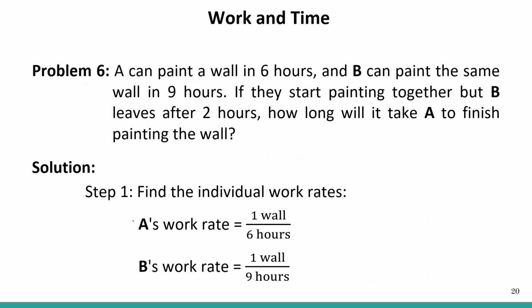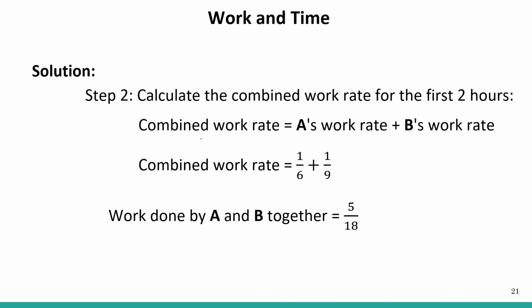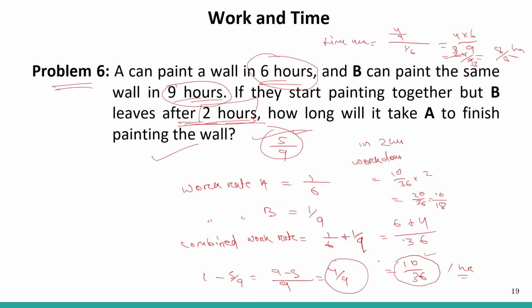So what we did first was find out the individual work rates of A and B, that is 1 by 6 wall per hour for A and 1 by 9 wall per hour for B. Okay, so let's see step 2. What we needed at that time was the combined work rate. So we added A's work rate and B's work rate and got 1 by 6 plus 1 by 9, which is 5 by 18. So the combined rate was this much.